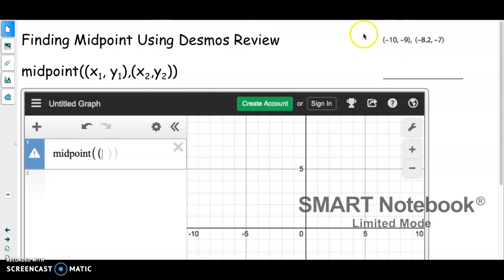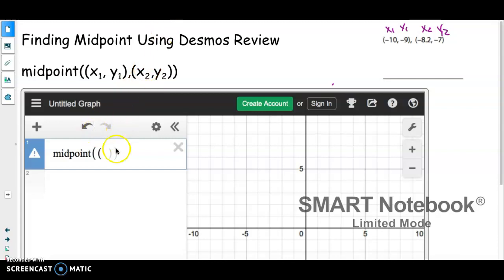So I have an example up here. -10 would be my x1. -9 would be y1. -8.2 is x2. And -7 would be y2. And so now I'm just going to take these coordinates here and plug them into my midpoint formula. What this is saying when you put this in Desmos is find the midpoint of these two points here. So I'm going to put those in.